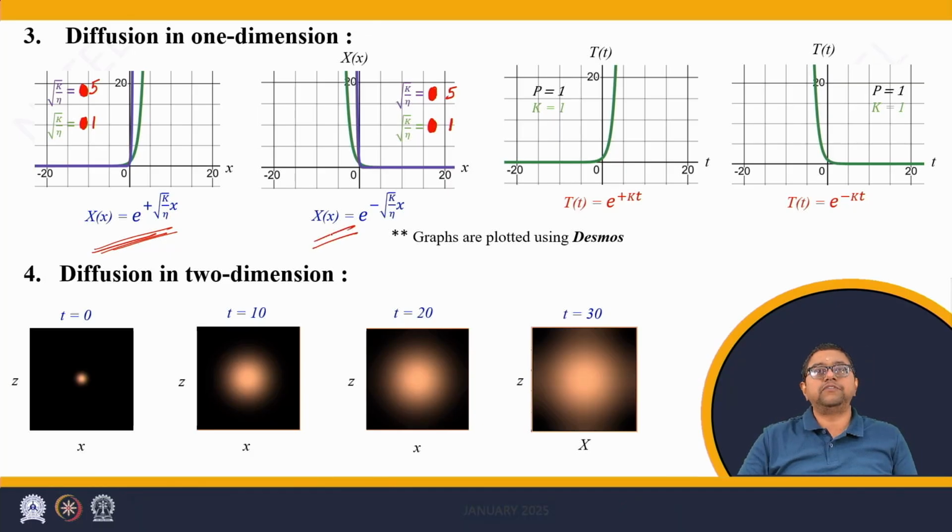Similarly, we have the next solution, capital X as a function of x equals e to the power minus root over of k by eta x. Due to the minus sign, this is a decaying solution. The green color indicates root over k by eta equals 1, while the blue color denotes root over of k by eta equals 5. We can see that the rate of decay or the diffusion is controlled by the coefficient root over k by eta. Higher the coefficient, higher is the diffusion. Next, we have the time dependency.